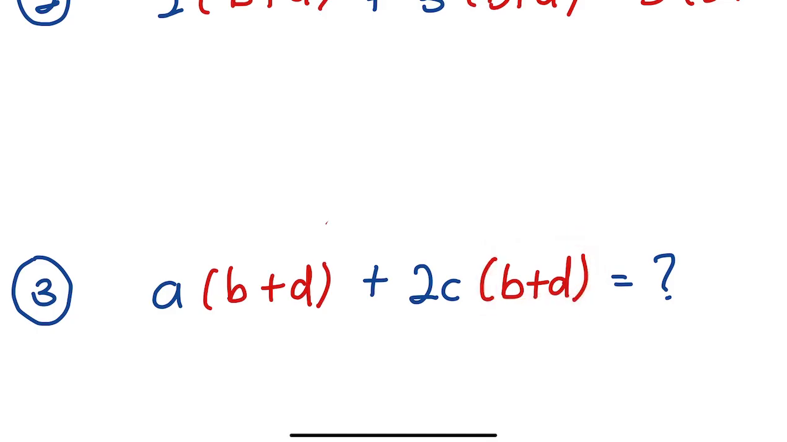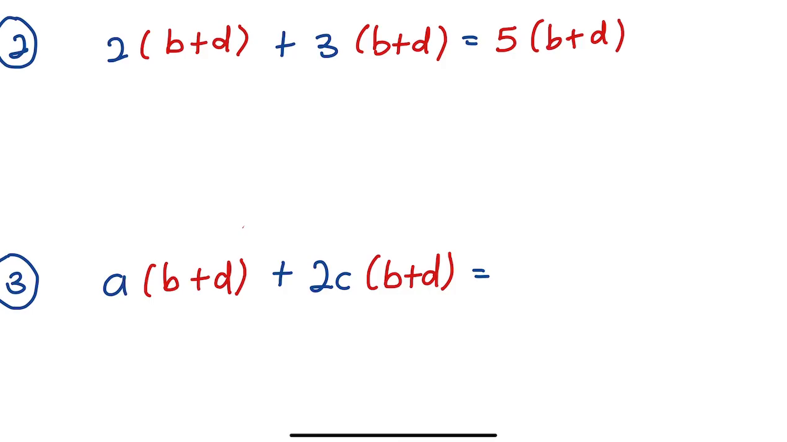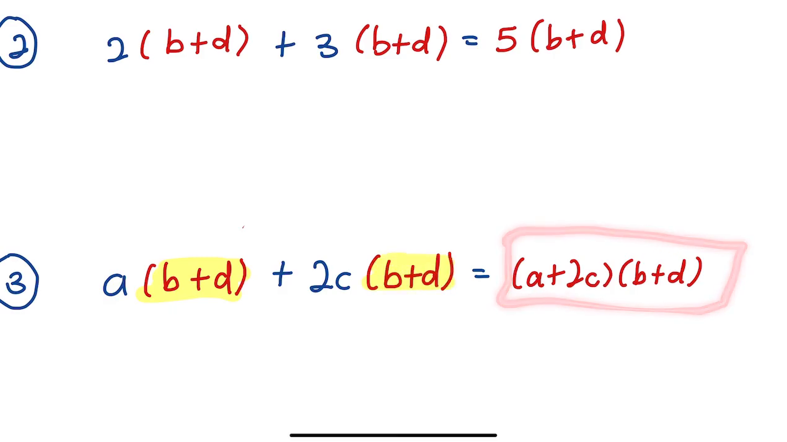So therefore, how many groups of B plus D do I have? The answer is simply A plus 2C groups of B plus D. That is why when these 2 terms are the same, I can group them together to combine them into this final answer over here. A plus 2C groups of B plus D.